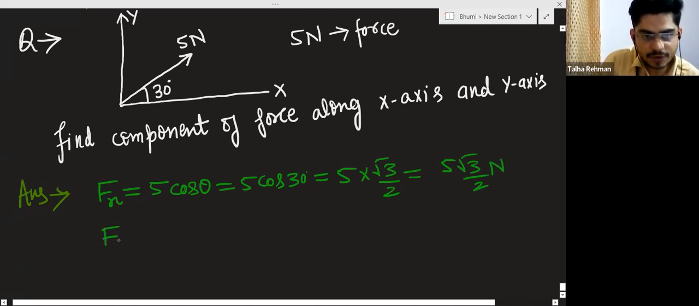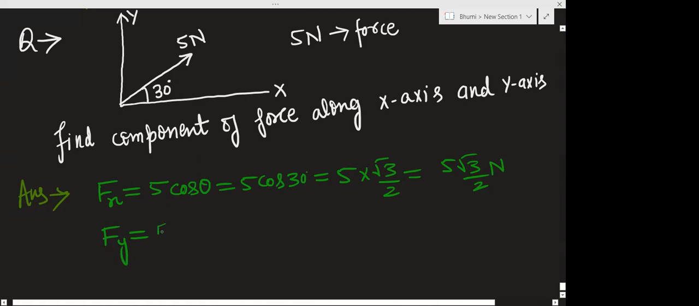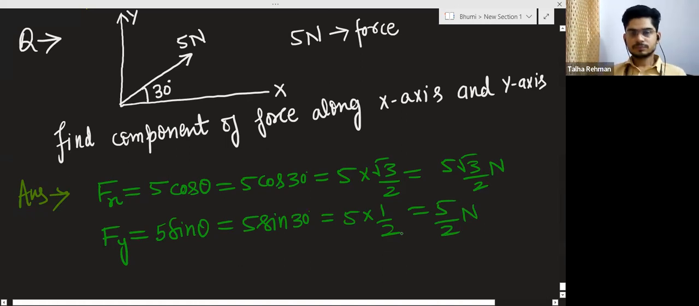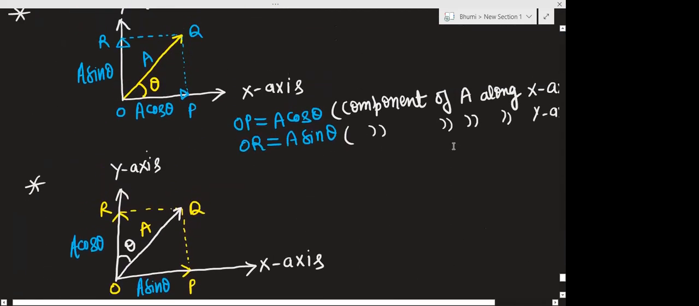And if I want to find the component of this force along y-axis, so what is the answer? 5 sin theta. Yes, sir. And sin 30. The value of sin 30 is 1 by 2. This will become 5 by 2 Newton. Got my points or not? Yes, sir.